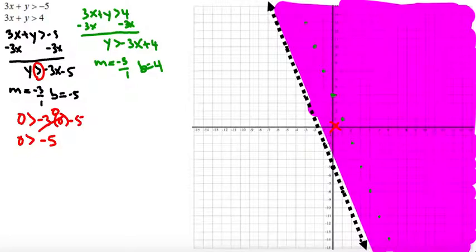And then I figure out my line. Since my inequality symbol is just greater than, not or equal to, that means the line will not be part of the solution and it is a dashed line.